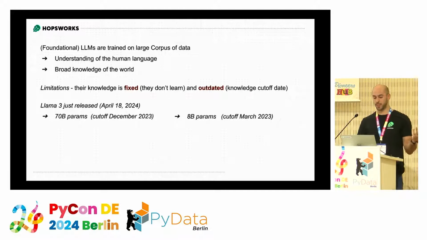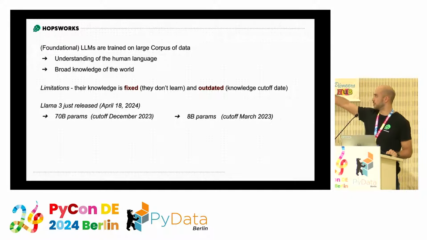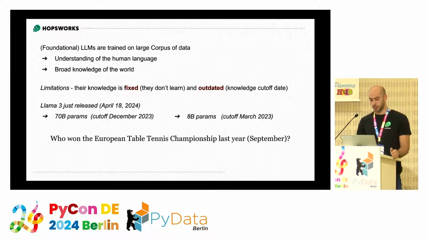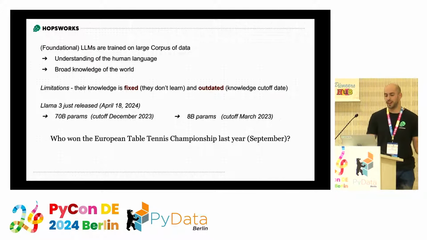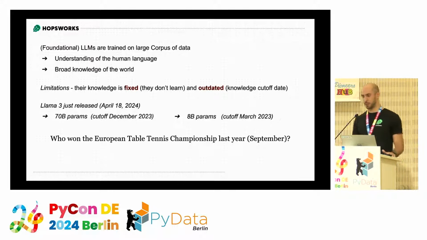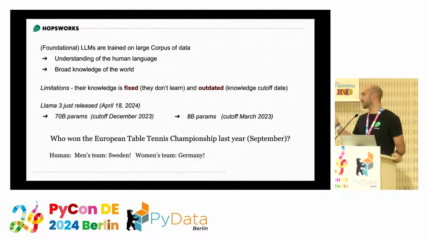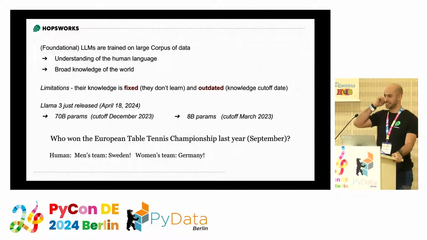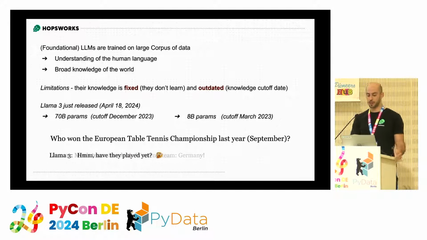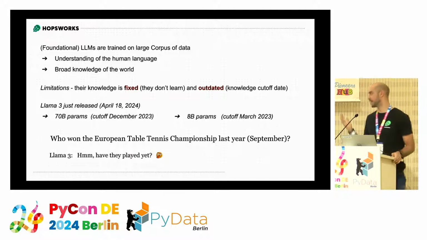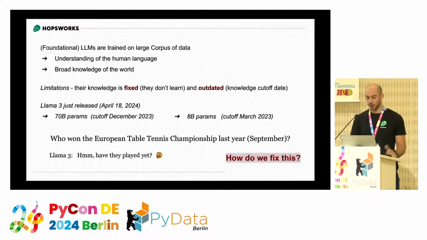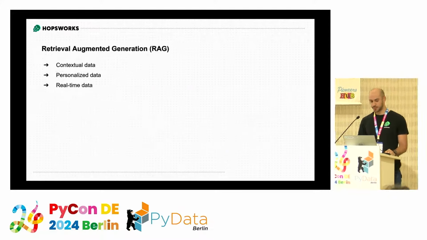So basically, if we take, for example, Llama 3 that was just released last week, in these two versions there is a cutoff date of March 2023 and also December 2023. So if, for example, I ask you, who won the European Table Tennis Championship last year? That happened in September. You may know that it was actually Sweden and Germany that won the championship. But if you ask Llama 3, you will get a different answer. So how can we fix this?